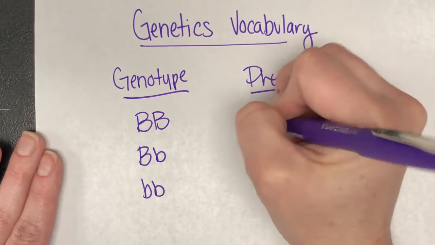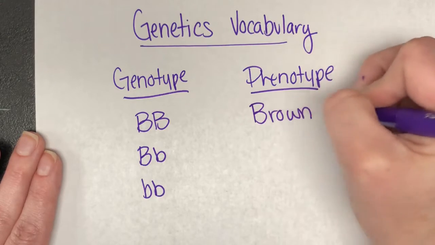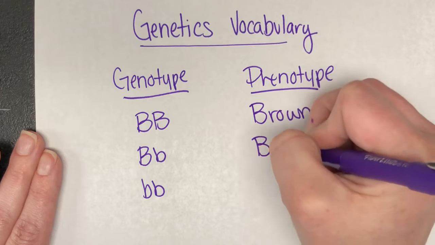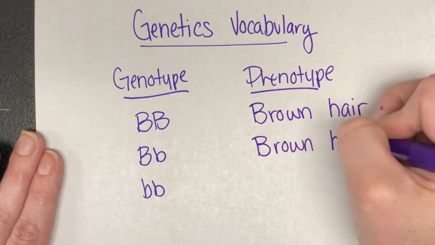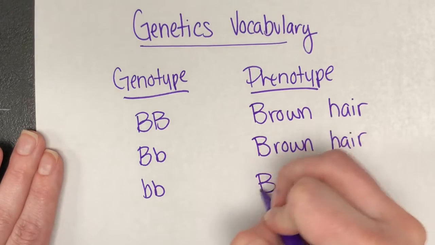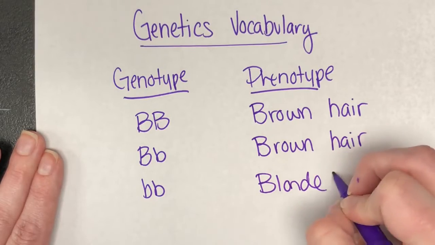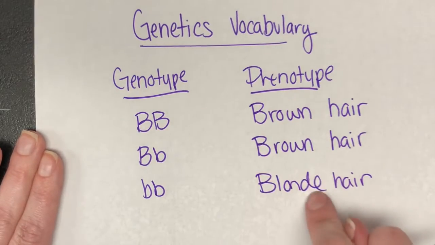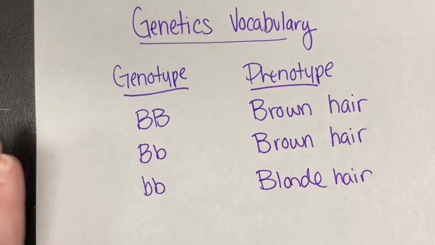Okay, so for example, this one would be brown hair. This one would be brown hair. And this one would be blonde hair. So if I'm asking for phenotype, I'm asking for what it looks like, okay?